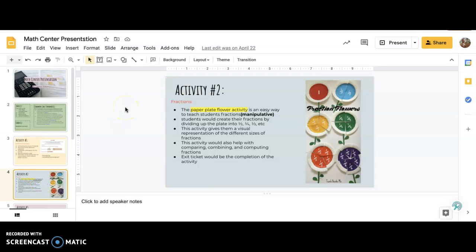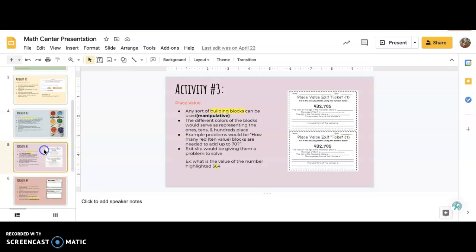For activity 2, this poster board will focus on the paper plate flower activity, which is an easy way to teach students fractions. All the student would have to do is create fractions by dividing up the plate into either 1/2, 1/4, or 1/3. This activity gives students a visual representation of the different sizes of fractions.